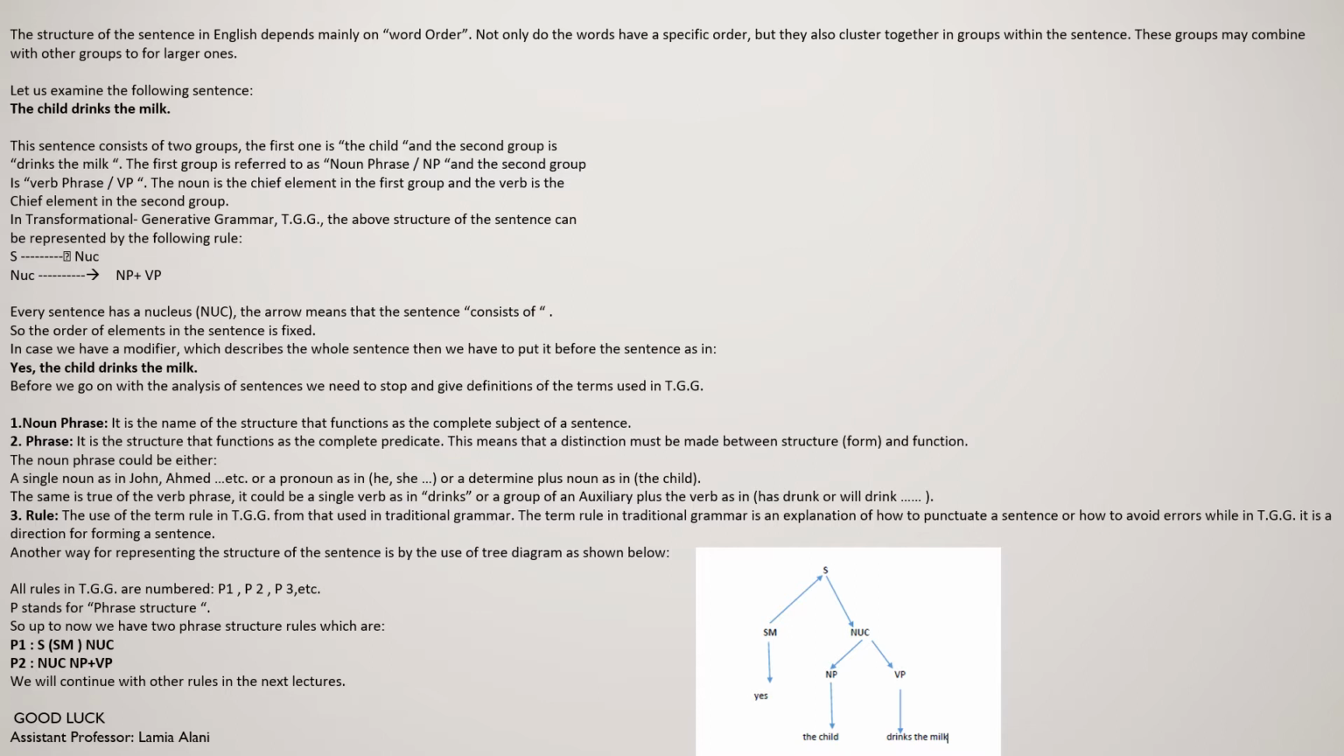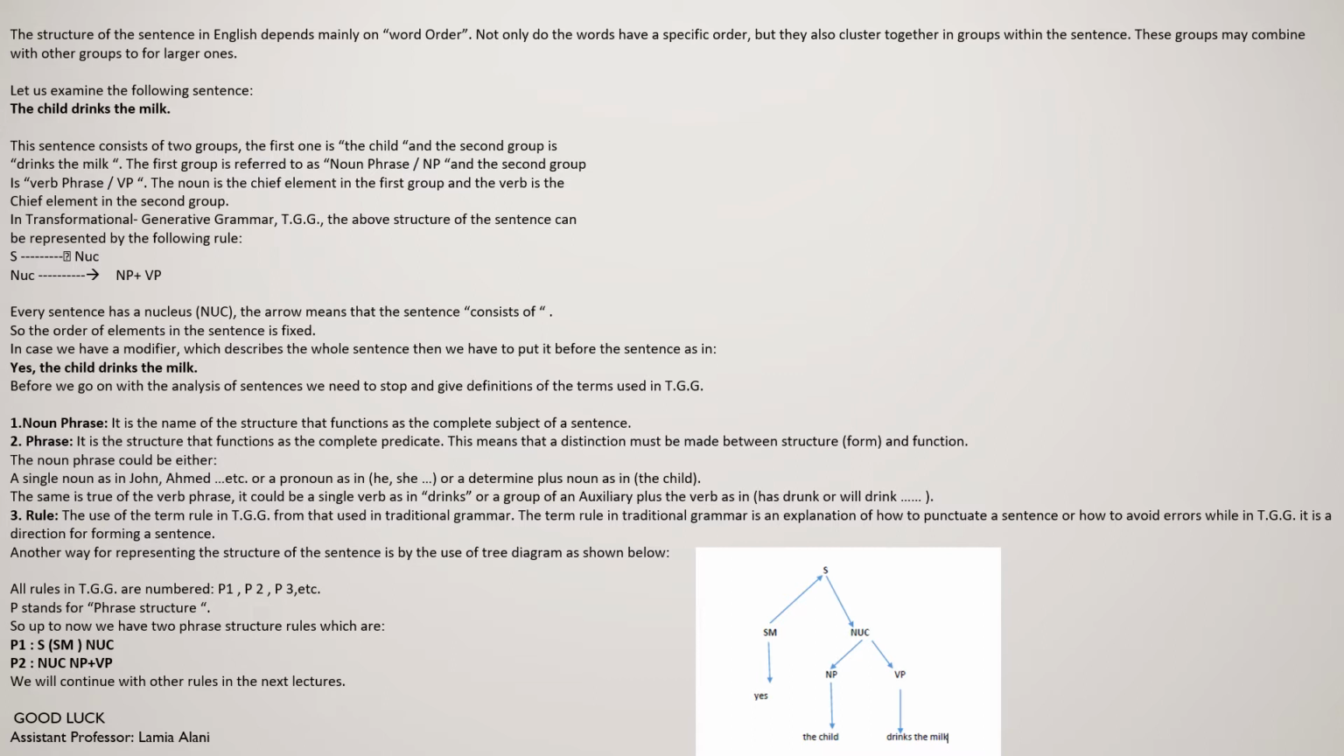For those who attended my classes, they all know that English is different from Latin. The structure of English depends mainly on word order, while in the case of Latin, it depends on the form of the words. Not only do the words have a specific order, but they also cluster together in groups within the sentence. These groups may combine with other groups to form larger ones. Let us examine the example given and then we talk about it.